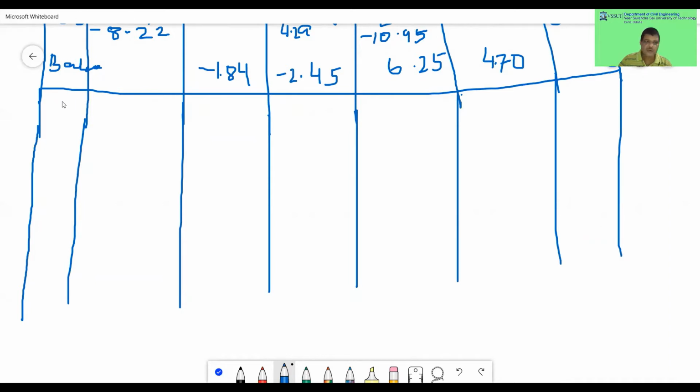Now the carryover. From here to come here, it is only minus 0.92. We already know how the carryover occurs. Here it will come to this side. So 2.45 will come here, and that will be 1.23. Then here it will be 3.13. This value will be minus, right?